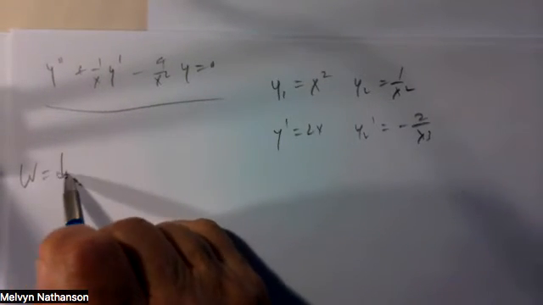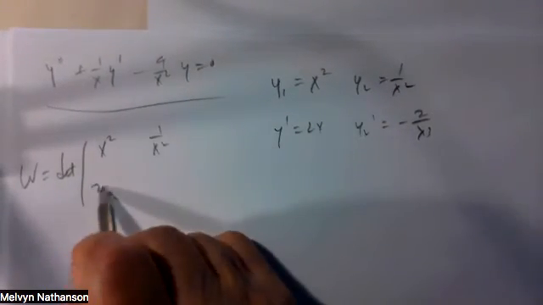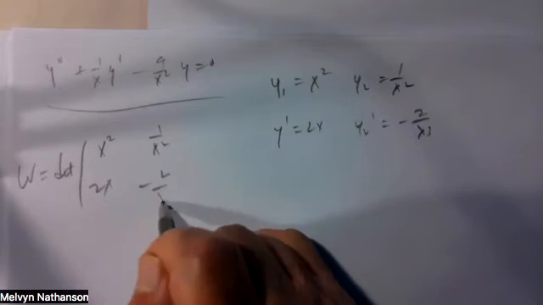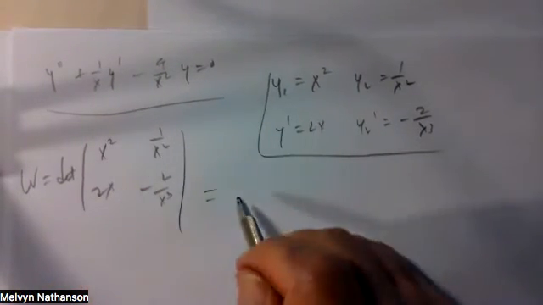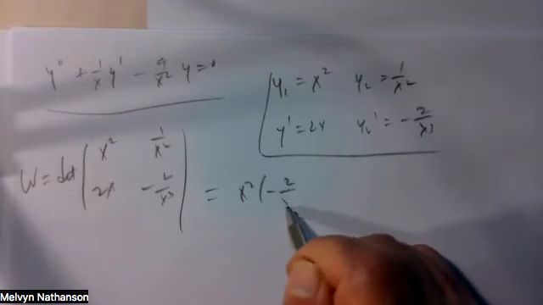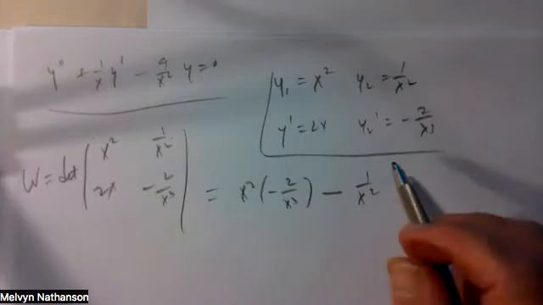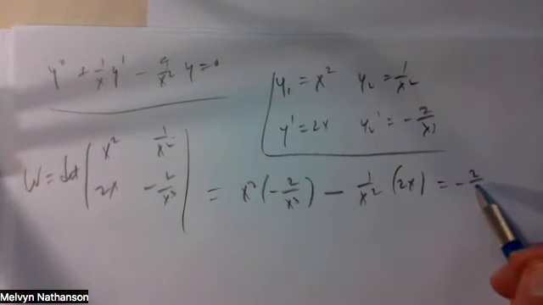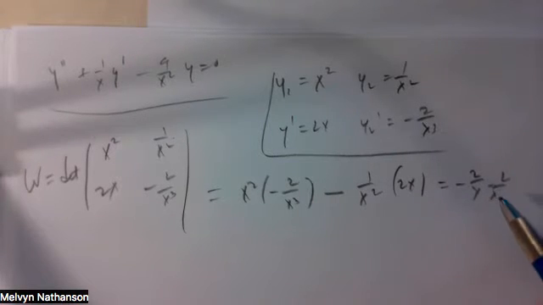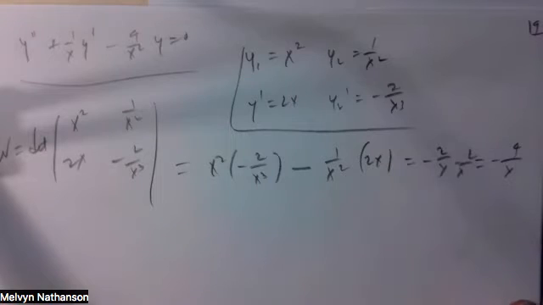So the Wronskian is the determinant of x squared, 1 over x squared, 2x, minus 2 over x cubed. When you take the determinant, it's this times this, x squared times minus 2 over x cubed, minus this times this, 1 over x squared times 2x. This is equal to minus 2 over x, minus 2 over x. So I get minus 4 over x. So from the definition, that is the Wronskian.